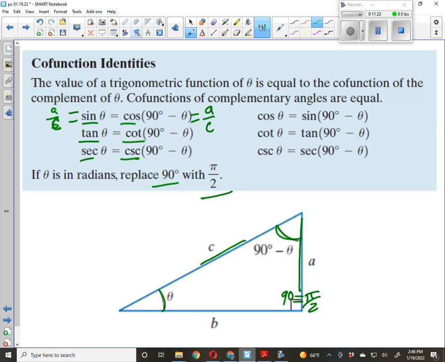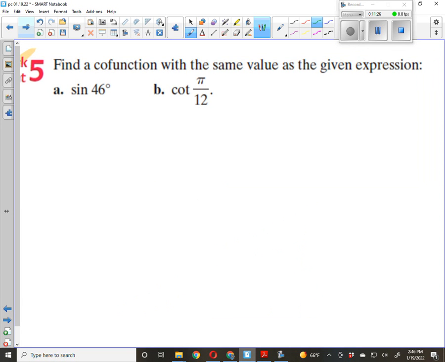Once you have that relationship figured out, then we got to find cofunctions of the same value. Well, the sine is equal to the cosine of 90 minus 46, or the cosine of, what is 90 minus 46? That's going to be 44 degrees. Clearly those two, 44 and 46, have to add up to 90, don't they?